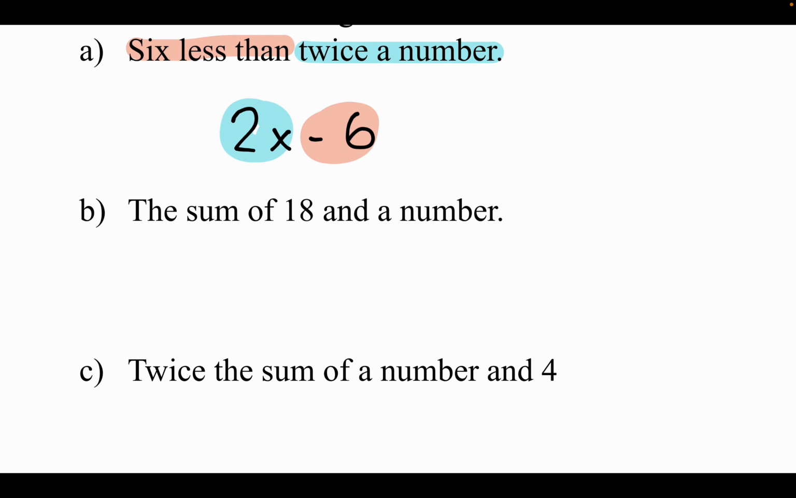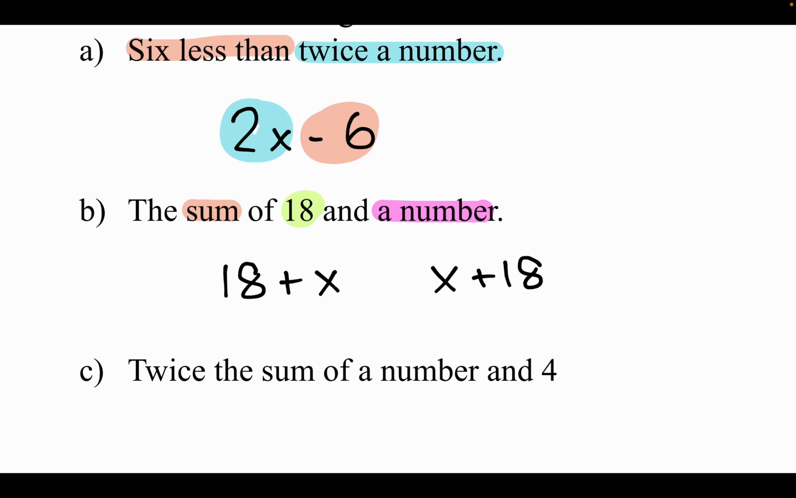So for B, it says the sum of 18 and a number. Sum means to add. 18 and a number is just going to be 18 and x. So we have the sum of 18 and a number can either be 18 plus x or x plus 18. They are the same thing.